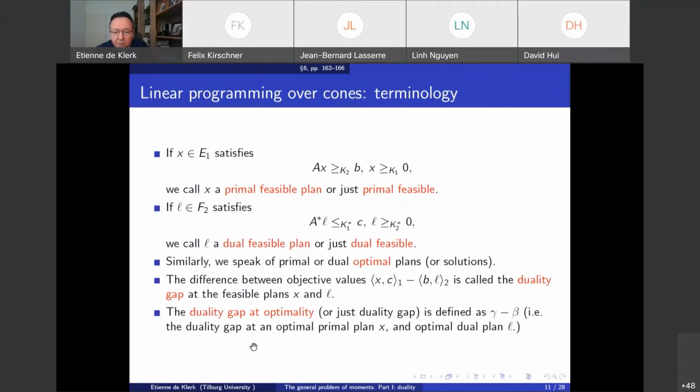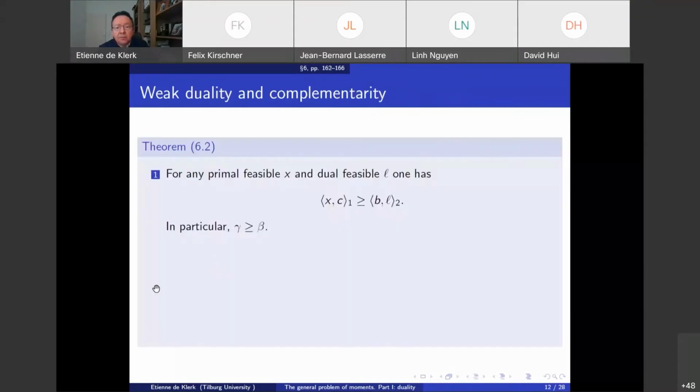Yeah, okay, so in particular at optimality, the primal optimal value was gamma, the dual optimal value was beta, so at optimality this duality gap is actually gamma minus beta. Okay, so here is then the typical weak duality result that one can show. If we have a primal feasible X and a dual feasible L, then the primal objective is going to be greater equal to the dual objective.